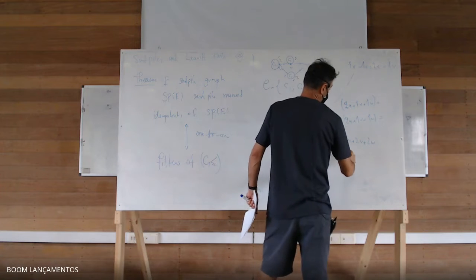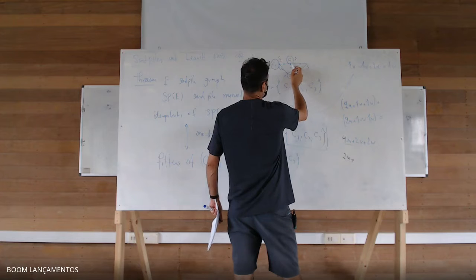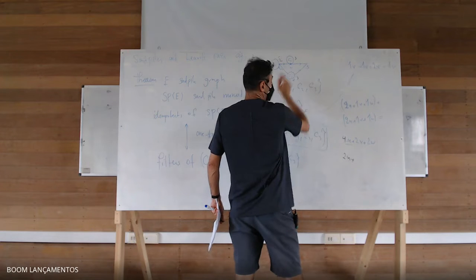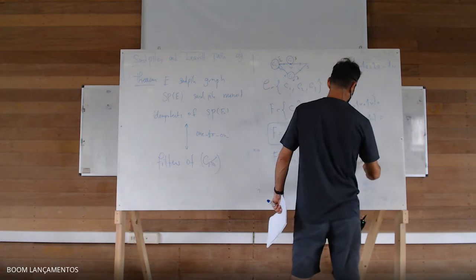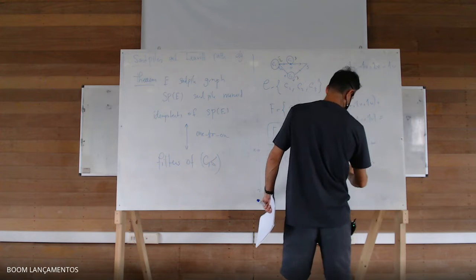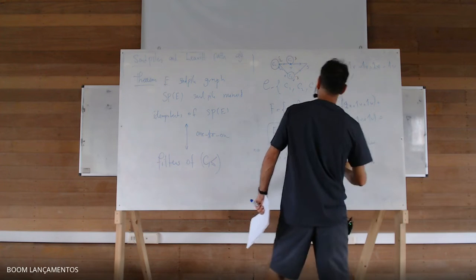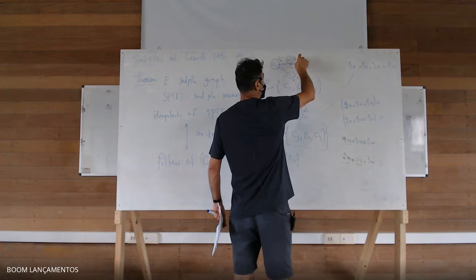So this becomes 2u. Now this is 3, right? So at the moment, 2u plus 3v plus 3w. I'm in this situation now. So 2u, I cannot do anything. 3v, so one goes out, one comes here. So this becomes 2.